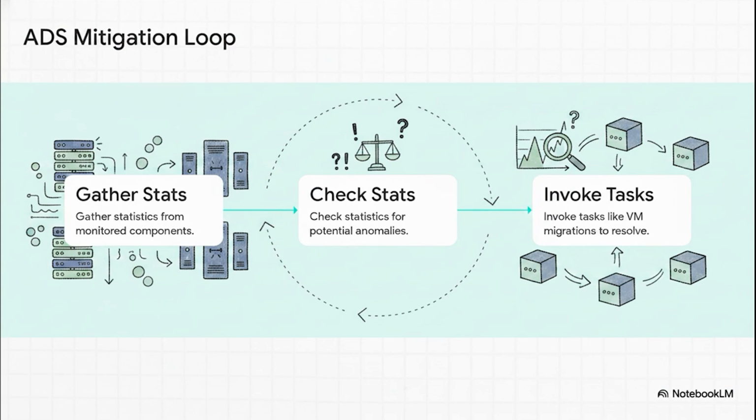At a high level, ADS runs in this continuous 3-step loop to detect issues and dynamically defragment the cluster. First up, it systematically gathers statistics from the specific components it's monitoring. Second, it checks those stats against built-in thresholds to spot potential anomalies or resource constraints. And third, if it decides a host is undeniably overloaded, and crucially, that a fix is mathematically possible, it invokes the necessary tasks. Usually that means triggering live VM migrations to clear up the bottleneck. But the real magic, it's all in the timing of these steps.